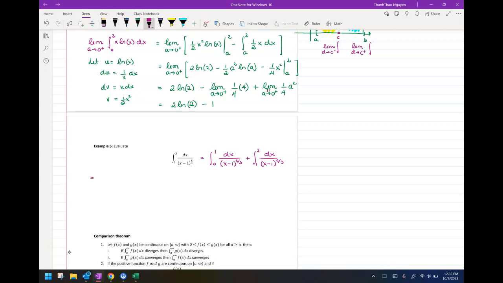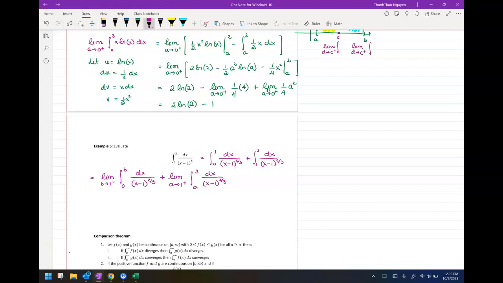So I'm looking at the limit as b approaches 1 from the left of the integral from 0 to b of dx over (x minus 1) to the 2/3, plus the limit as a approaches 1 from the right of the integral from a to 3 of dx over (x minus 1) to the 2/3. We will solve this using substitution, where u equals x minus 1, du equals dx.